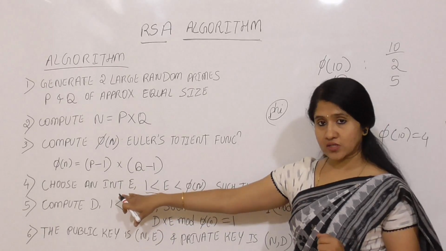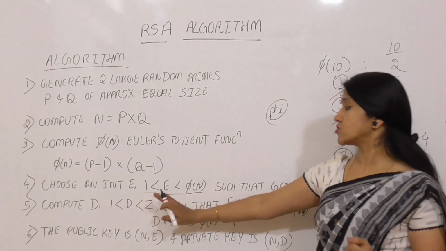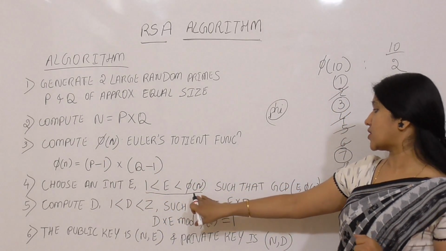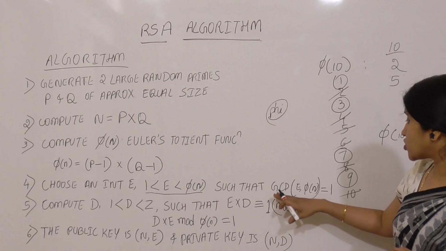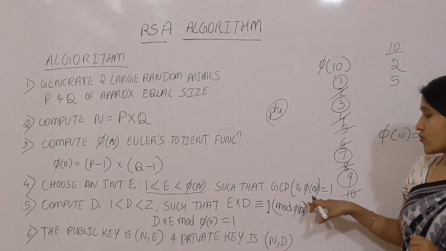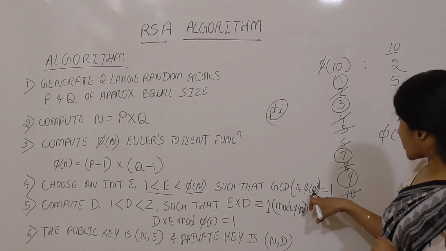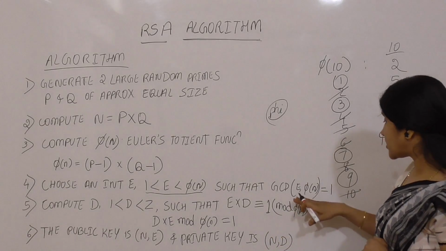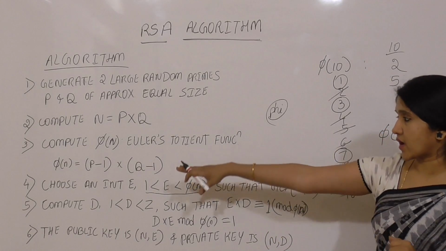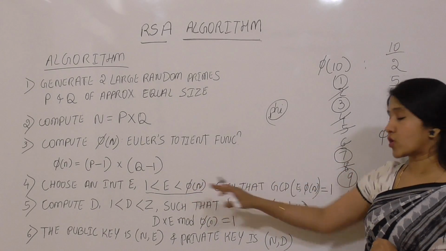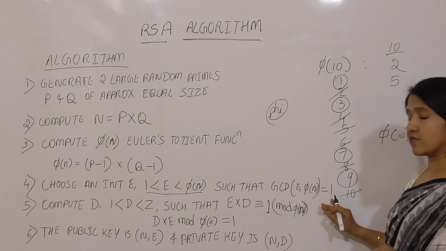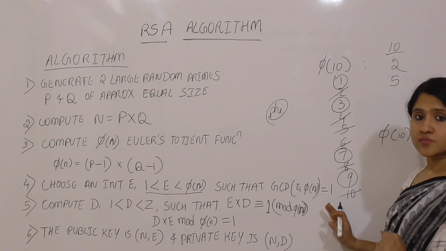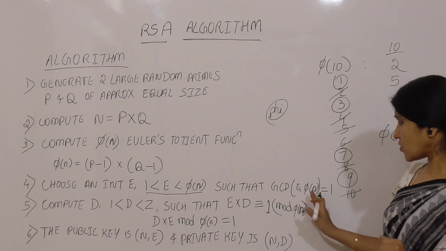You should choose an integer e such that it is greater than 1 and less than phi, and also the GCD of e and phi of n, whatever phi of n you have calculated and whatever e you have chosen, should be equal to 1. What does it mean?